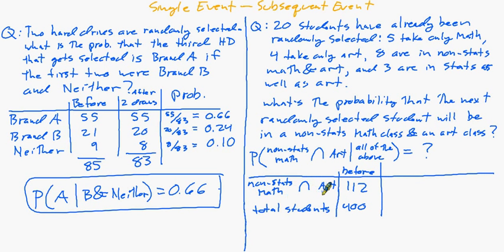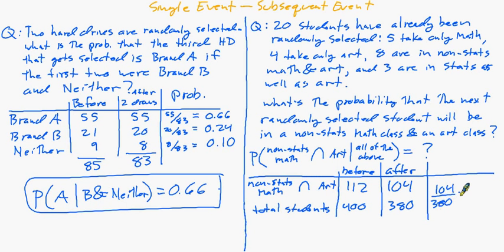So we have our non-stats math intersecting with art. From our Venn diagram, we know that there are 112 students in that category. We have 400 total students. Now, after, what do our numbers look like? We have 104 in this category because 8 have already been selected. And since 20 have been selected total, from 400 we go down to 380.